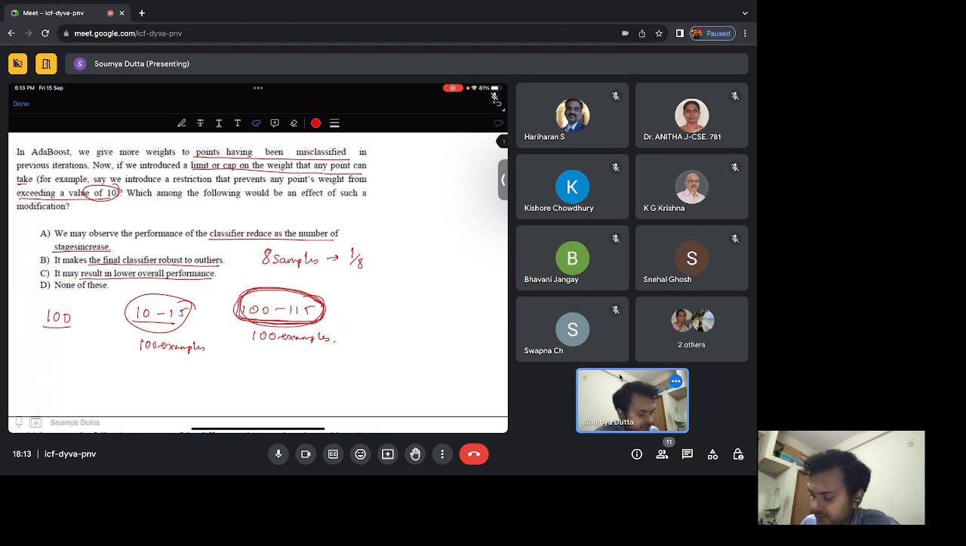Because of the way AdaBoost works, it would obviously upweight these examples much more than it upweights these examples. Once they start upweighting, your classifiers in the next stage of boosting would be focused on these particular examples which got 100 to 115 weights. But now, since you have capped all your examples to a weight of 10, all of them will now get a weight of 10. And therefore, there will be no incentive for your classifier to pick these 100 examples over those 100 examples. All of them will now become equal in the eyes of your AdaBoost classifier.